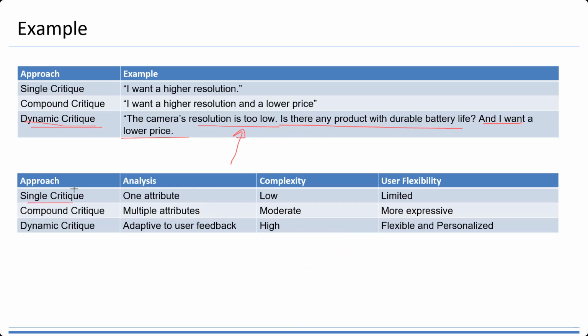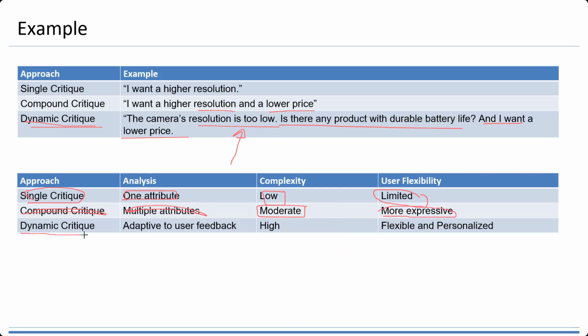If it is a single critic, we can see that it is based on one attribute. It is not complex, the complexity is low, but the user flexibility is limited. For the compound critic, we can use multiple attributes, and then the complexity is moderate, and the user flexibility is more expressive. So they can express more attributes to get the recommended items.